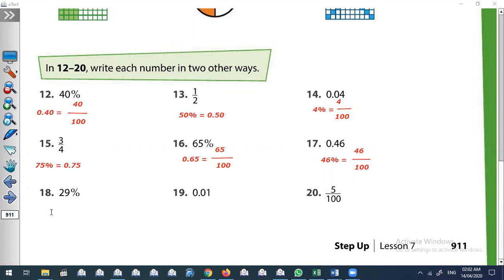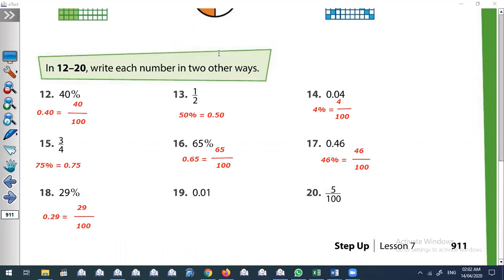Here, it's a percent. Change it into decimal, like that. 0.29, because I have 2 digits. So no problem. Cancel this percent symbol and put 0.29. What about its fraction? Fraction like that. Up 29. Down 100. Yes, 100 down.